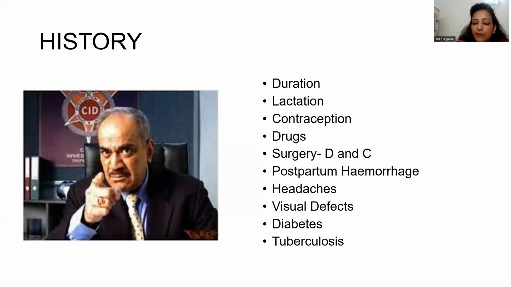Fourth is drugs. Many a time patients are taking drugs, medicines for other conditions, landing into amenorrhea, and you keep on evaluating without even taking a proper history of drug intake. Very important history is surgery on uterus, that is dilatation and curettage, or suction and evacuation.